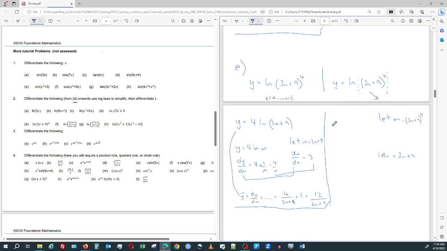So y would become the ln of m. Okay, m is that, so that's fine. Now n, let n equal 3x plus 9, so m would become n to the power 4. So then you've got 3 equations, 3 chains. So we would have to do dy/dm, dm/dn, and dn/dx.